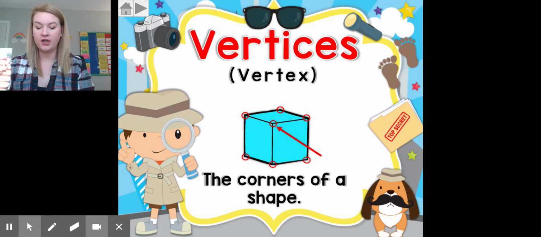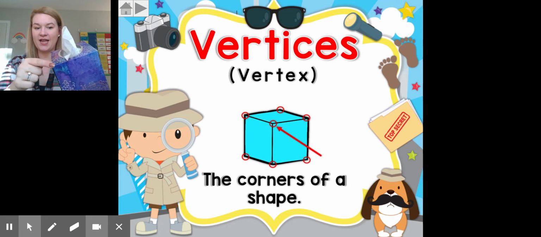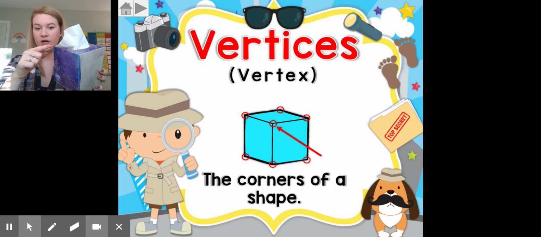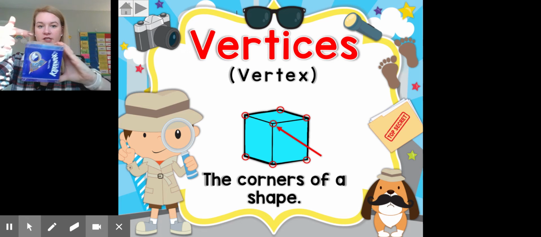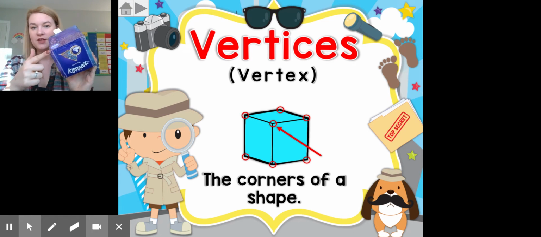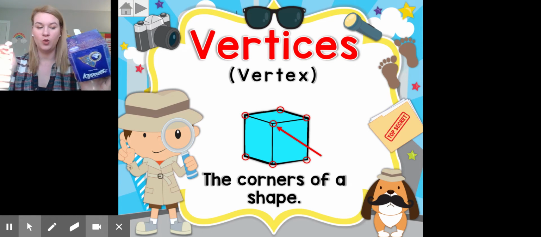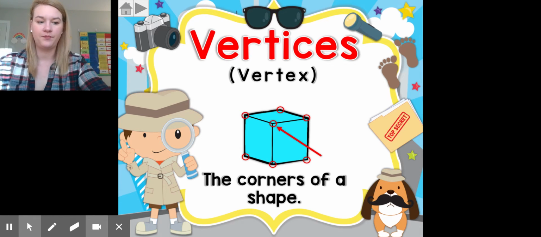Vertices are the corners of a shape. They're where two edges meet. Like this edge meets together to form a vertice. Vertex is singular, vertices is plural. Vertices means more than one. So these are the corners of your shape.